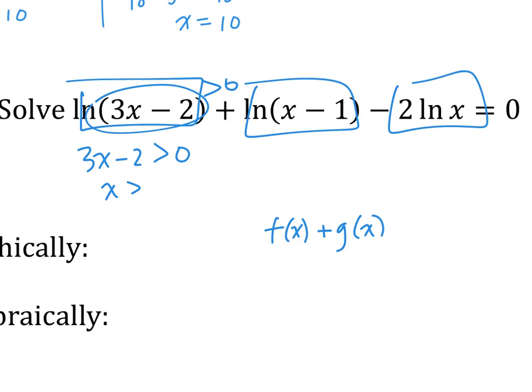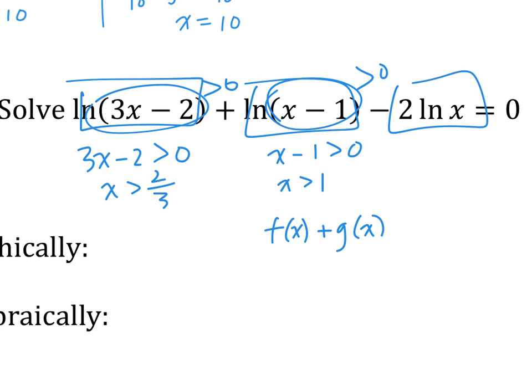What do you guys think? X is greater than what? 2/3. Okay, so that's the first function. The second function, same thing. This part has to be greater than 0. So x minus 1 has to be greater than 0. So then what does x have to be greater than?